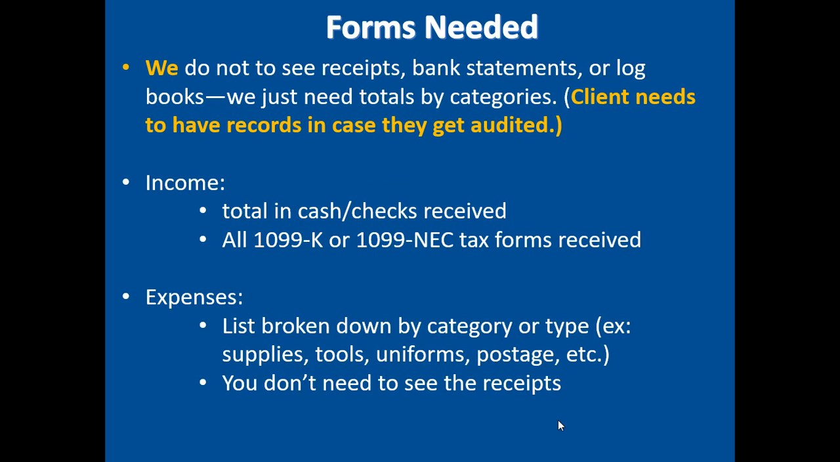Forms needed. We do not need to see their receipts. We do not need to see their bank statements or their logbooks. We just need the total by categories. They should have records in case they get audited. They can get audited 3, 4, 5, 6 years later down the road. I tell everyone, keep your things for at least 7 years. Self-employed people can get paid in cash, by checks. They might even get paid through credit cards, like an Uber or Lyft driver. Their customers pay with credit cards. There's a third-party app that directs that they can download the money from.